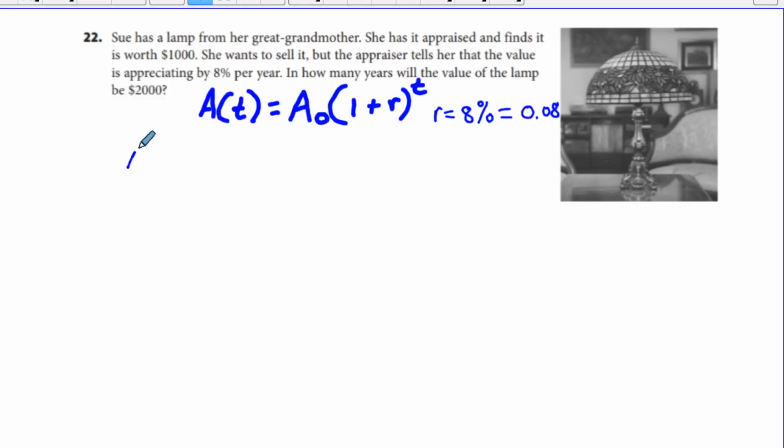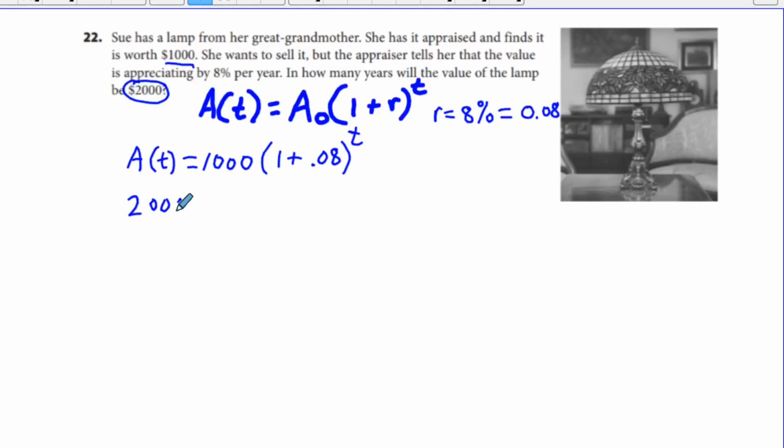So A of t is equal to our starting value, which is $1,000, times 1 plus, now an error people make sometimes is to just put 8 in here instead of 0.08. We've got to put our decimalized value here, to the power of t. And in this particular case, we want to appreciate to 2,000, so we can rewrite this as 2,000 equals 1,000 times 1.08 to the power of t.